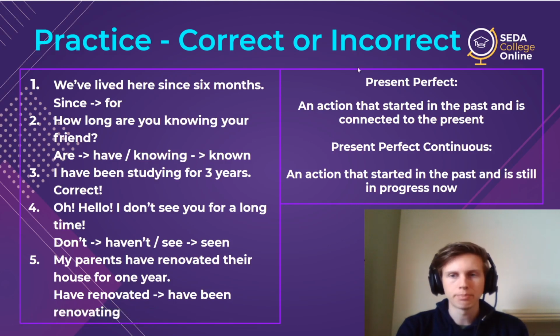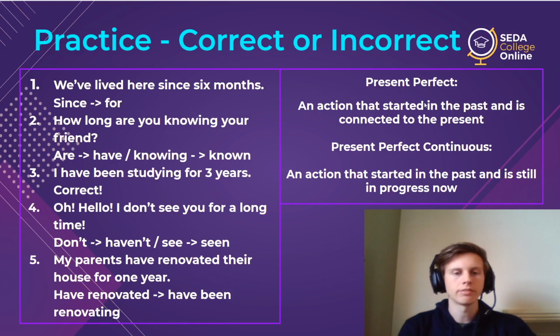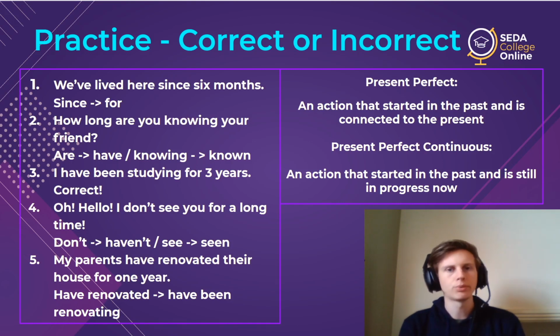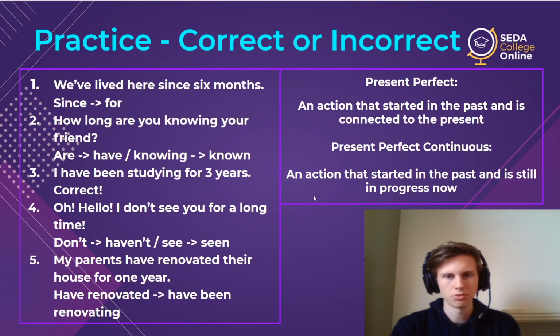To use the present perfect, I must take away the time. My parents have renovated their home. Done. And then the present perfect is correct. But if we add time, now we have a process, so we need the present perfect continuous. All right. So some good practice. I hope this helped clear up some ideas that you maybe had about them.